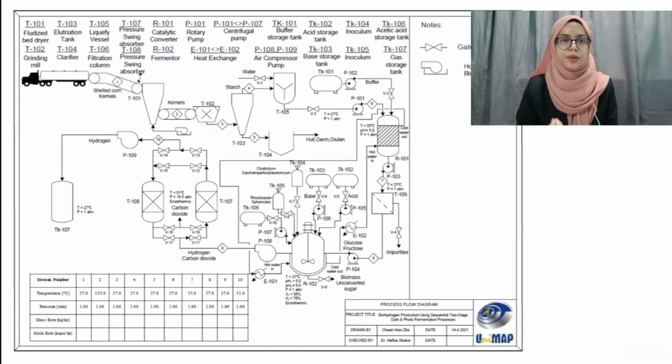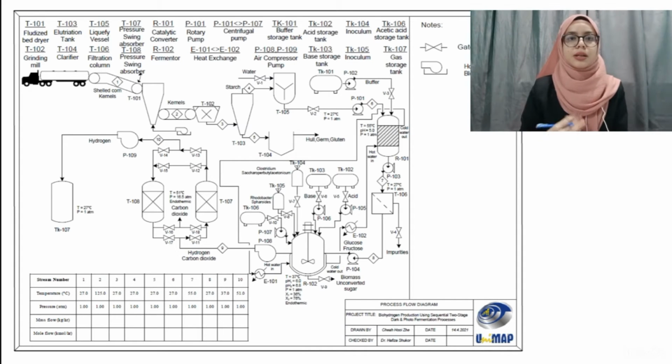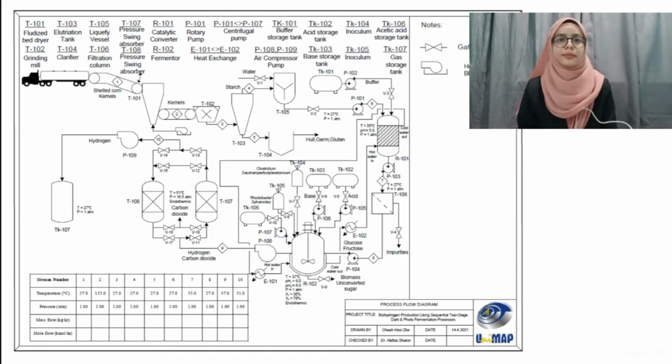The starch from the liquefied vessel will go to the catalytic converter. The process is to break down the starch molecule, producing a wide variety of glucose. In the filtration tank T106, the process is to separate the unreacted starch and sugar. The sugar produced before, which are glucose and fructose, will go to fermenter tank R102.